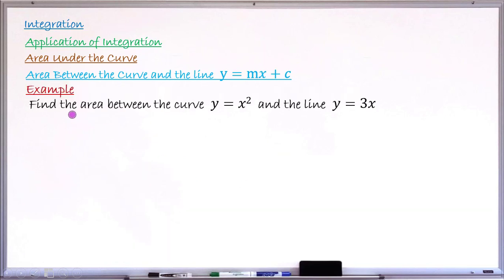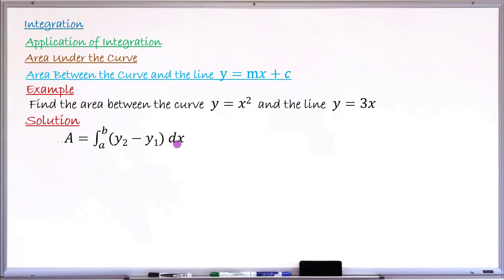Example number 1 says: find the area between the curve y equals x squared and a straight line y equals 3x. For the solution to this problem, what we do first is write down the rule. The rule says the area between the curve and a straight line is given by this formula: the definite integral from a to b of y2, where y2 is your curve, minus y1, which is your straight line, and in simplified form, it is an integral with respect to x.